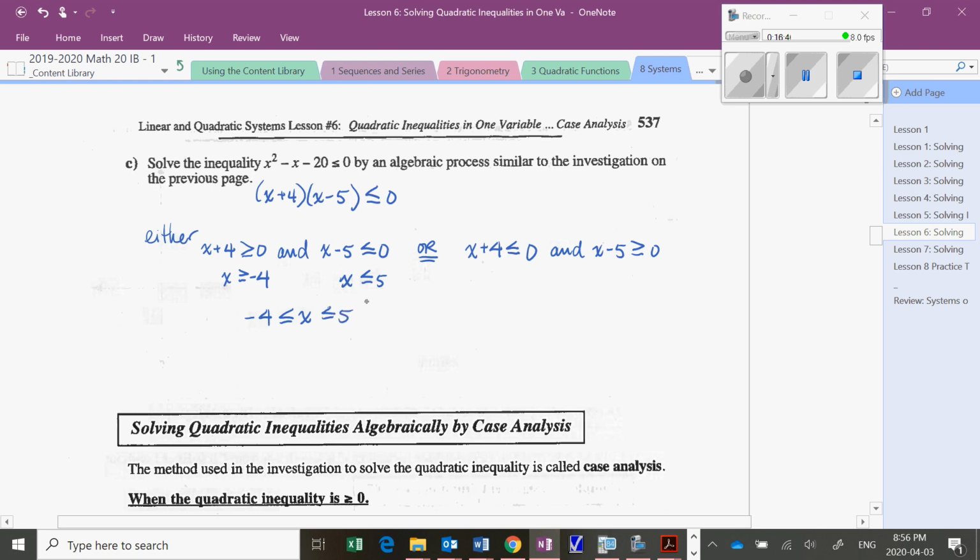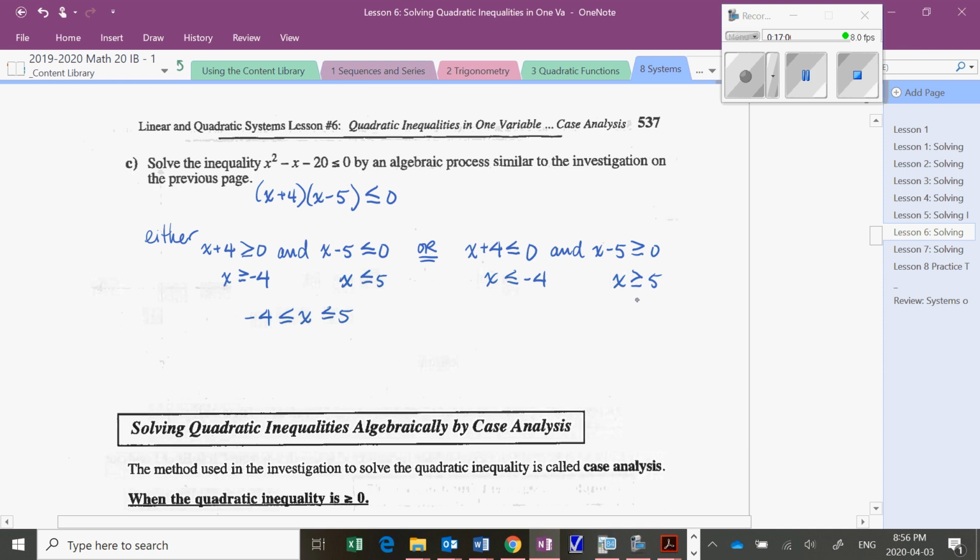If we go to the other side and solve, we've got x is less than or equal to negative 4 and x is greater than or equal to 5. Well, now think again. Can you think of a single value that x could be that is not only less than or equal to negative 4, but also greater than or equal to 5?